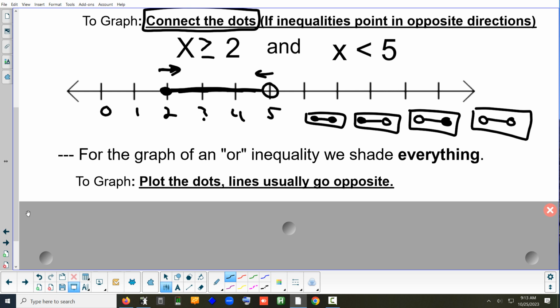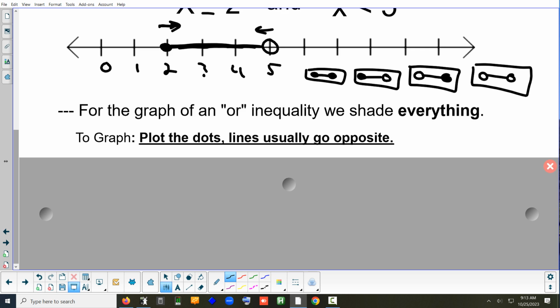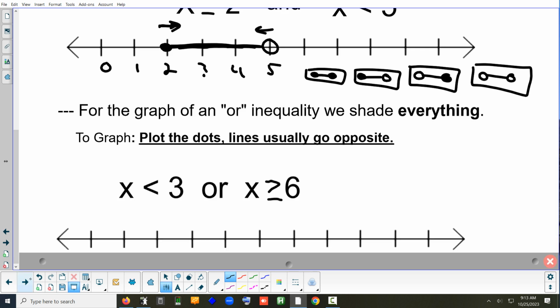So to graph it, first thing you have to do is plot your two circles. They could be open, they could be closed. You could have 2 closed, 2 open, 1 of each, depends on the problem. And usually what happens is we end up shading in opposite directions. Let's try an example of an or.